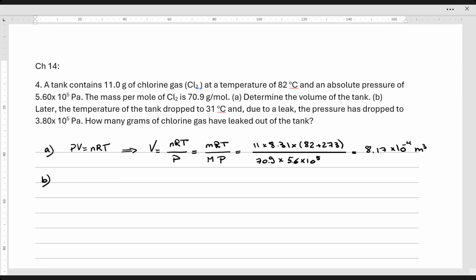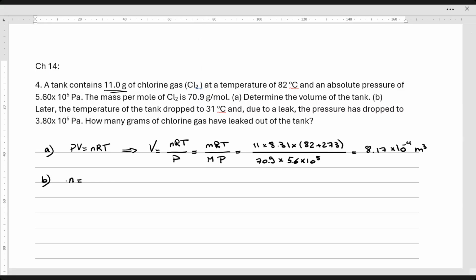So seeing the pressure and having a new temperature, we can calculate the number of moles and find the mass that we have inside the tank. And then we can check how much has leaked out of the tank by just subtracting from the initial mass, which is 11 grams. So I'm gonna solve for the number of moles before I start.